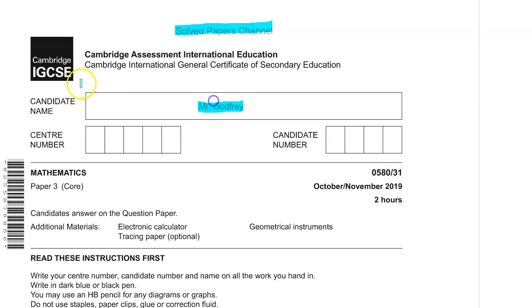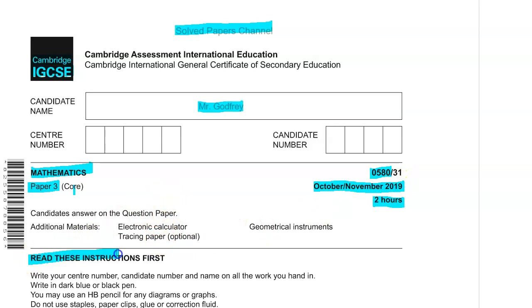I'm Godfrey. In this video, I'm working out Cambridge IGCSE Mathematics Paper 3. This is a core paper, as you can see right here. October-November 2019 exam series it is. The paper is 2 hours. Code of the paper is 0580.